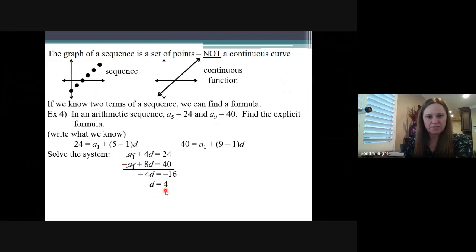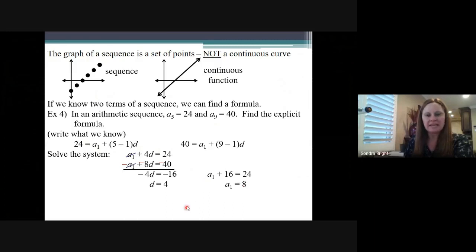All right, so now that I know d, plug it into either one of these to solve for a1. I chose this one. I chose 24 is equal to a1 plus 4 times 4. So that's where I got 16. So a1 plus 4 times 4 gives you the 24. Subtracting 16 gives you a1 equals 8.